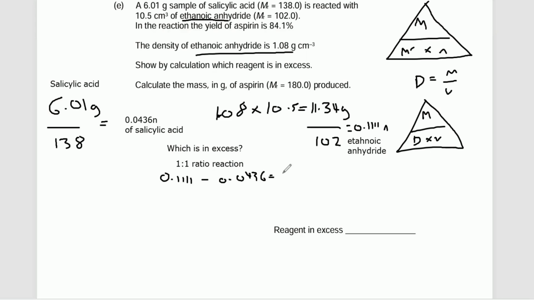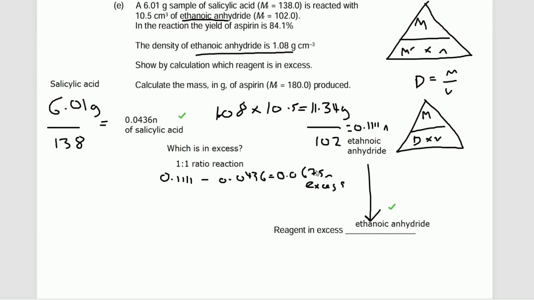We can even work out, if we want and show the examiner, how many moles would be left over. So 0.0675 moles of ethanoic acid is in excess. It's left over that many moles. If you want, you could work it out with the grams by times-ing it by MR and say how many grams are left over, but we're not going to do that. So ethanoic anhydride is the reagent in excess.